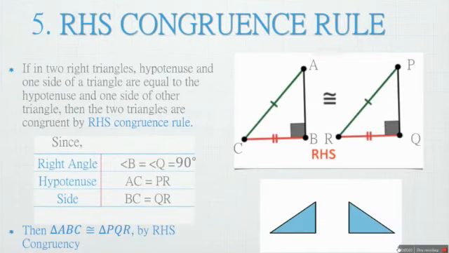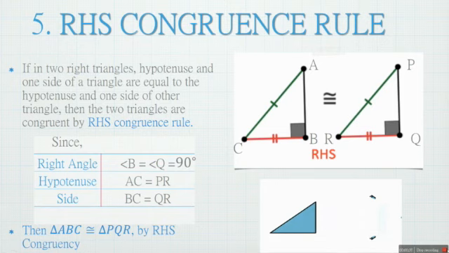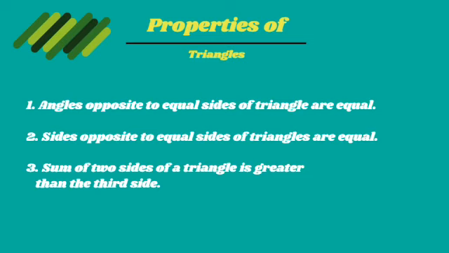The last criteria is the RHS congruence rule, which says that if in two right triangles, the hypotenuse and one side of a triangle are equal to the hypotenuse and one side of the other triangle, then the two triangles are congruent by RHS congruence rule. Like in the figure, since angle B equals angle Q equals 90 degrees, hypotenuse AC equals PR and side BC equals QR, therefore triangle ABC is congruent to triangle PQR by RHS congruency. Now let's move on to the properties of triangles.